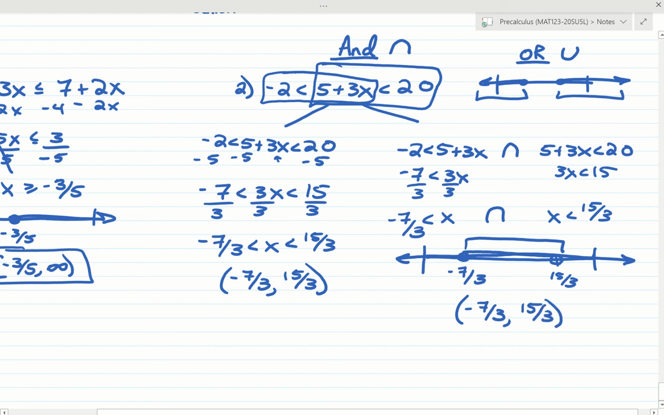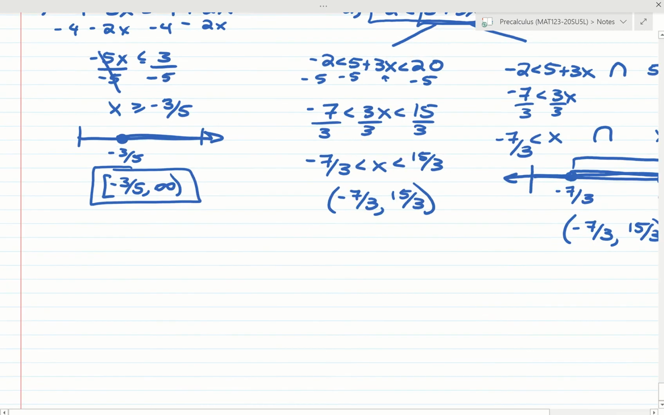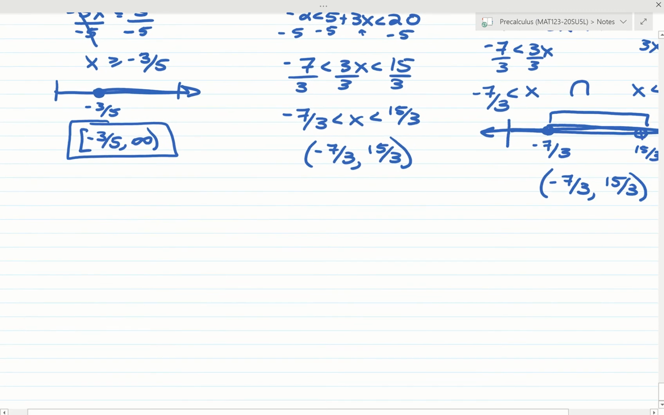So it's important that you know that. If it's ands, we're generally looking for an intersection where both inequalities are satisfied. We'll talk more about this when we get to absolute value. If it's or, we're just looking to combine all the possible solutions. And you can see we got the same answer.